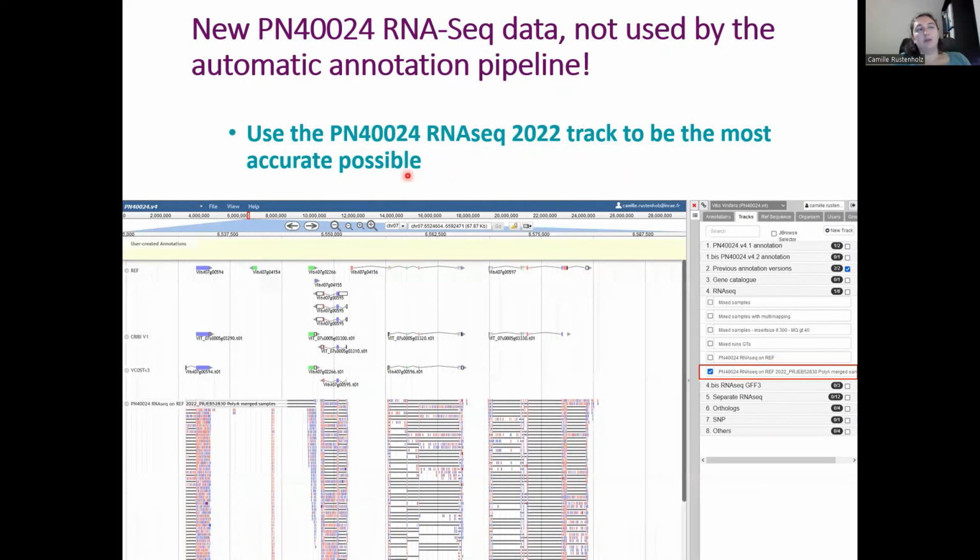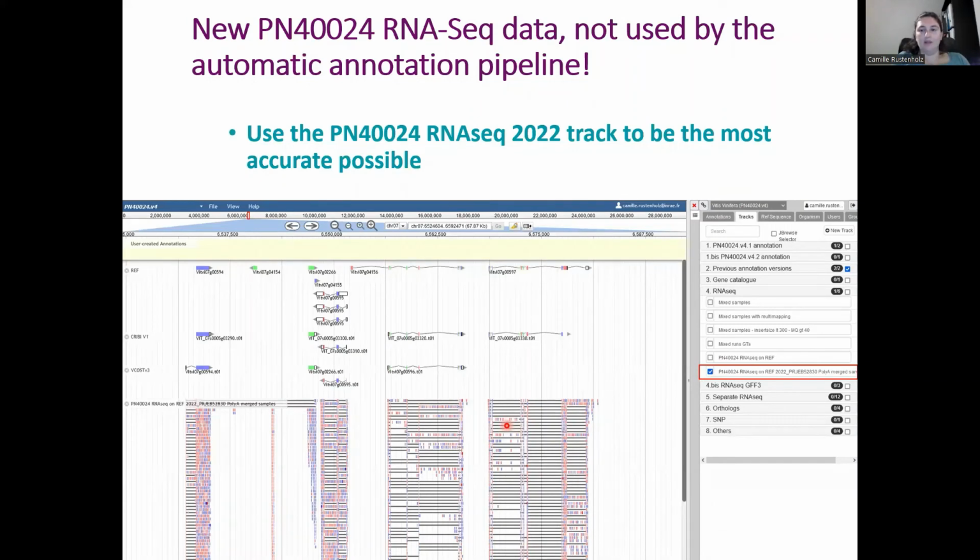So we sequenced more than 10 different biological samples of different organs, different developmental stages of the PN genotype. We extracted the RNAs, the poly A, everything got sequenced, aligned against the PN40024 genome assembly, and all of that was merged together so that we have only one single track to look at and to help to decipher transcription start sites, but also exon intron borders, and also the contiguity of the gene annotation. So this is going to be a very, very useful track for manual curation.